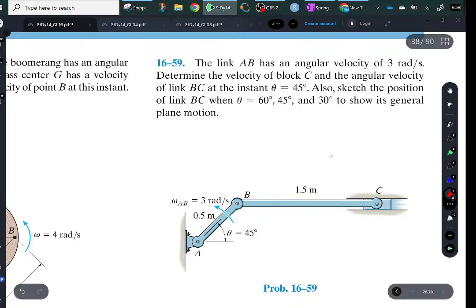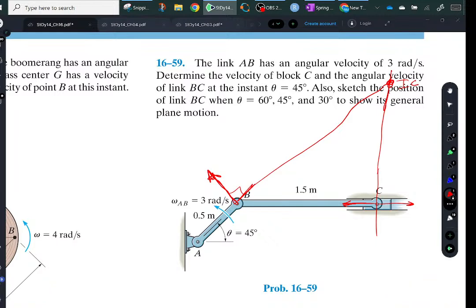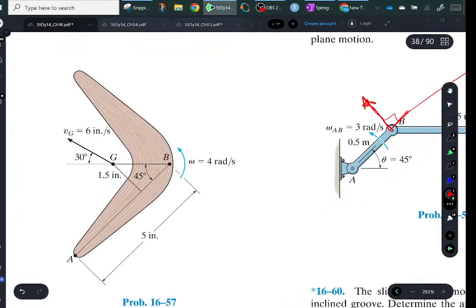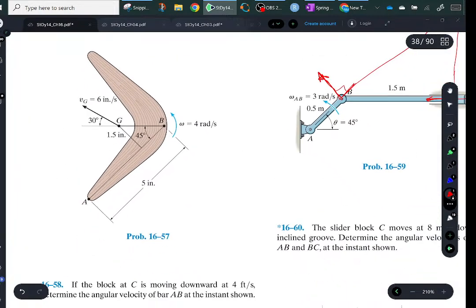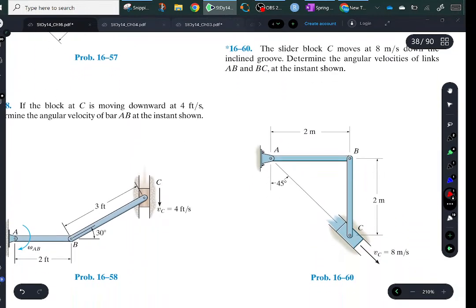Okay, so this point B is going that way, but point C has got to go this way, or it's got to go that way. So I draw a perpendicular to it, and then draw a perpendicular to this one. That's supposed to be a straight line. So your instant center's up here. Well, I guess that one's okay too. Boomerang, that's a weird one. We might do that one, but it doesn't have any connections.